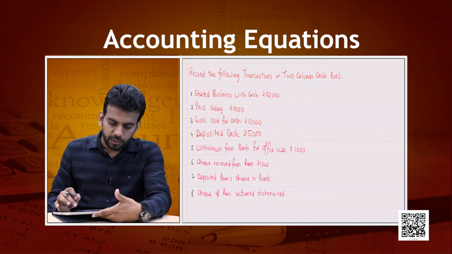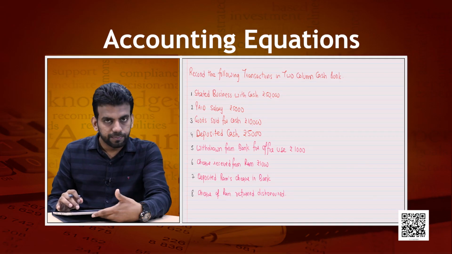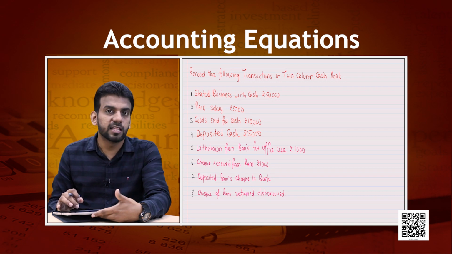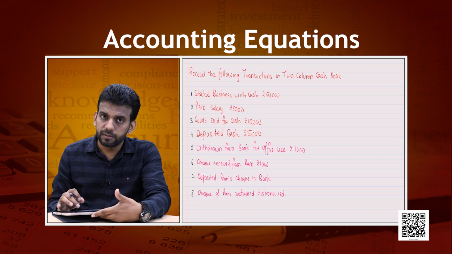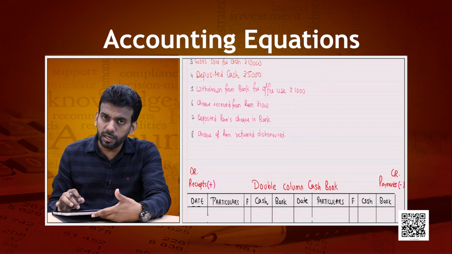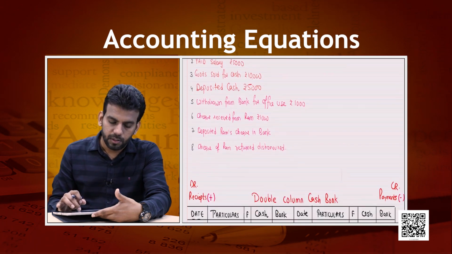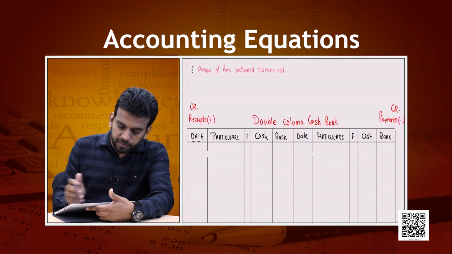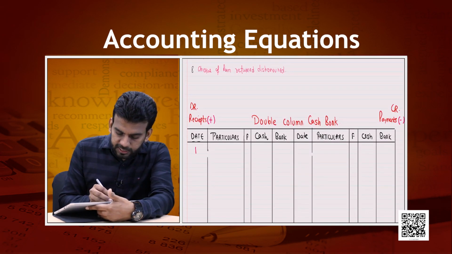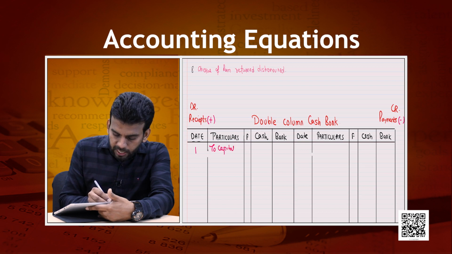Okay. So, we have the first transaction, started business with cash. So, the answer is money is flowing into the business. It is a receipt. It is to be debited, right? When the money flows in, it is to be recorded on the receipt side. Deposited money in the business, you put money in the business, that means you received money. It is to be recorded like this, to capital.